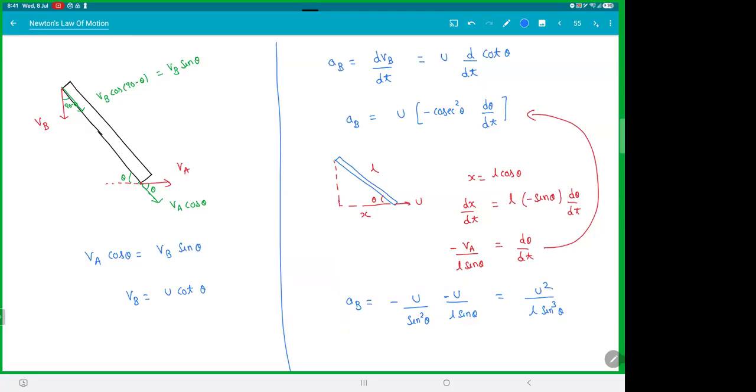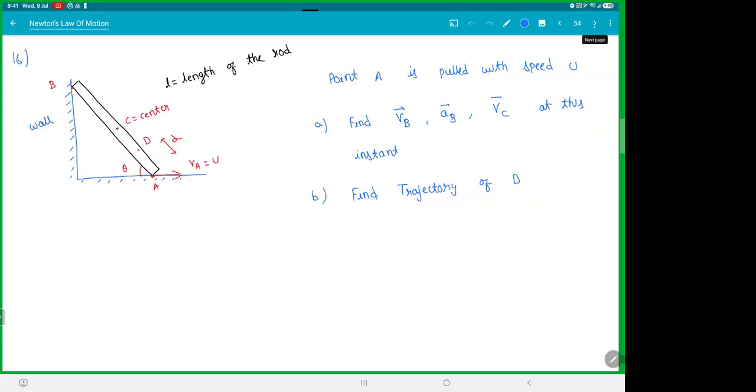Next thing. Still, the question is not over. What about velocity of the center?